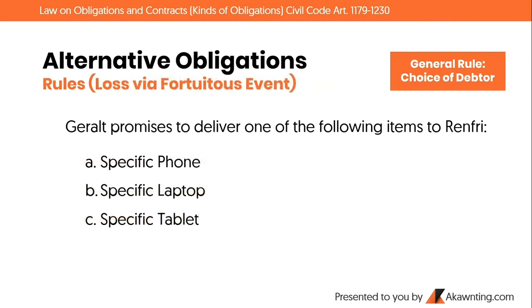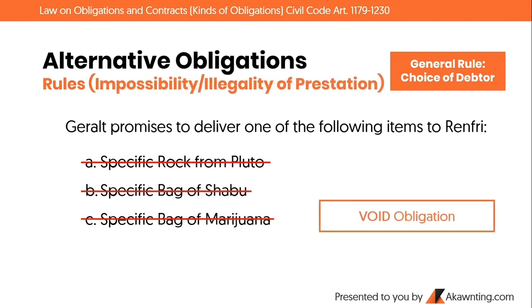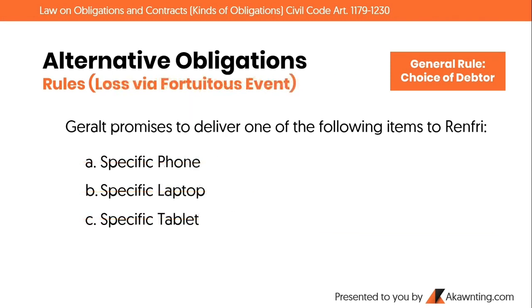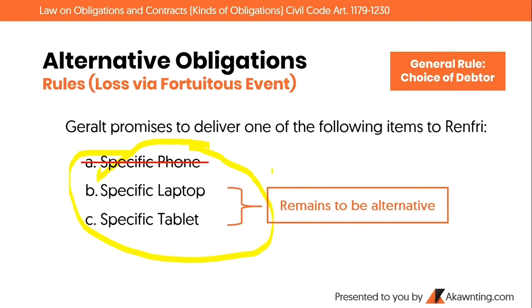Okay, so balik tayo. Yung kanina kasi impossible and illegal prestation. So kapag impossible or illegal lahat and yung right of choice ay kay debtor, it will be a void obligation. Pero what if the reason is loss due to fortuitous event? Malamang yung mga prestation natin, valid naman sila, pero maya-maya, ang mangyayari is what if nawala itong mga bagay na to. So assuming nawala yung specific phone, ano mangyayari? This alternative obligation remains to be an alternative.